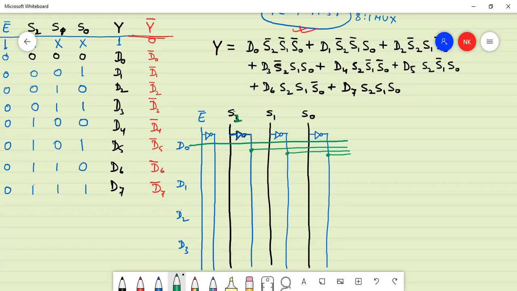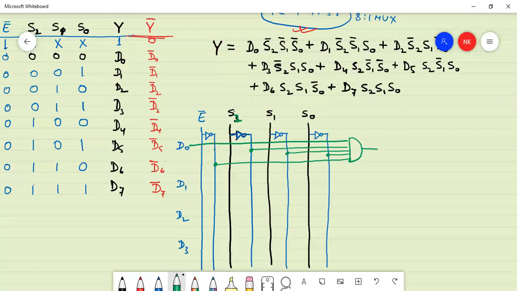Except this, we also need the enable input. We need the complement of enable, so we need a 0 there. Where will we get the 0? We will get it from here. So one more input will be from this enable part. Here it is the AND of all these terms.